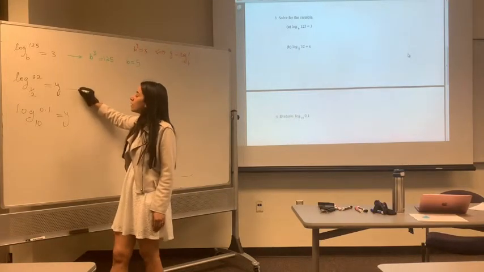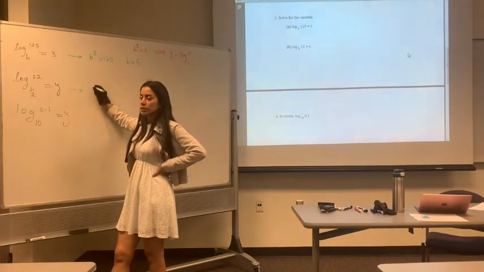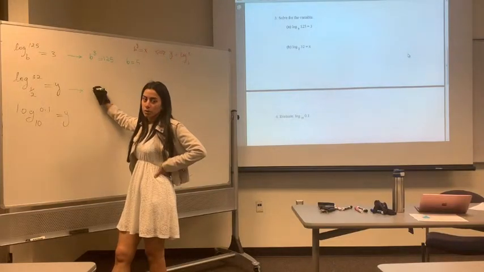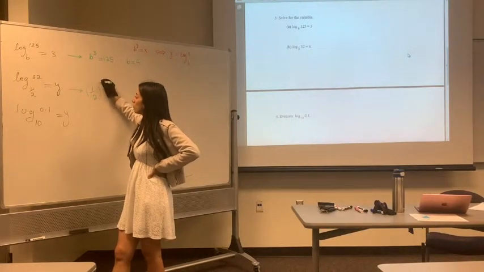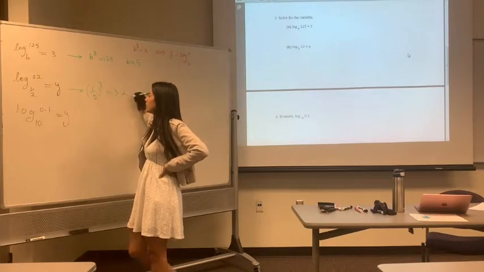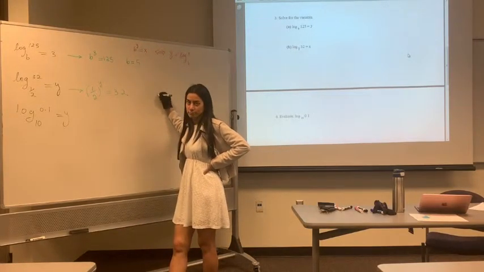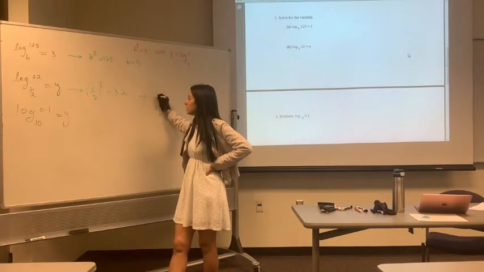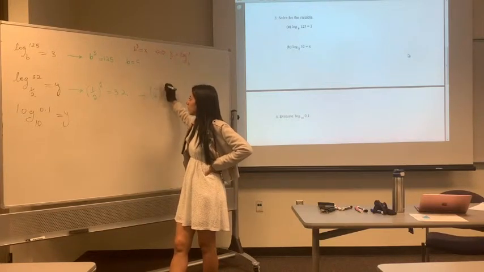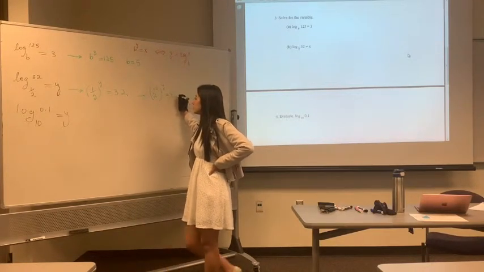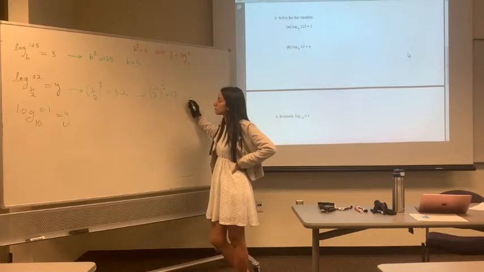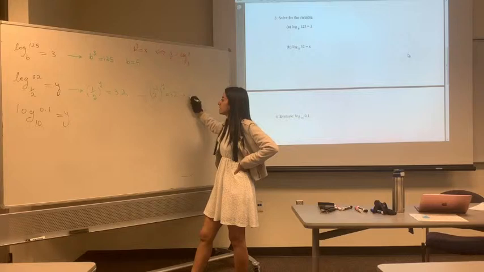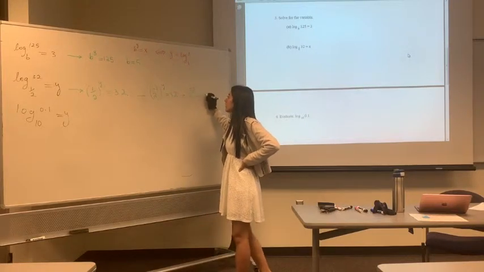Right? This one I will say 1/2 power y equal to 32. So instead of 1/2, I can write down 2 power negative 1, right? Let's write down 2 power negative 1 power y is 32. Then I will say 2 power negative y is 32.